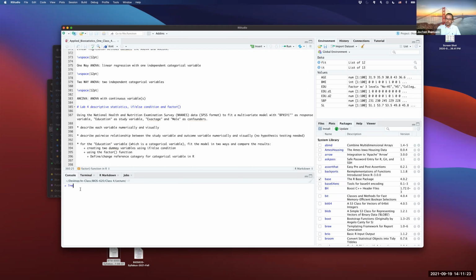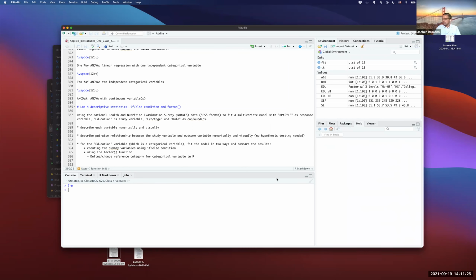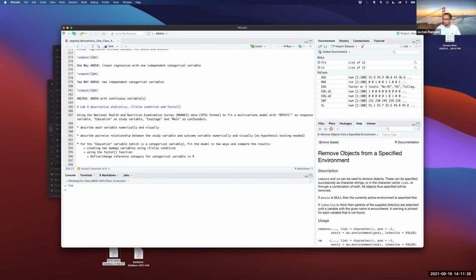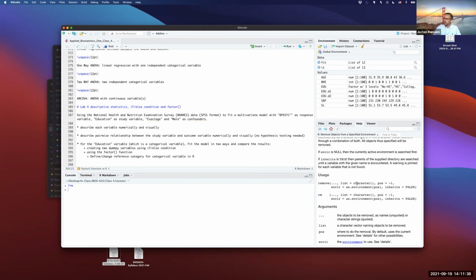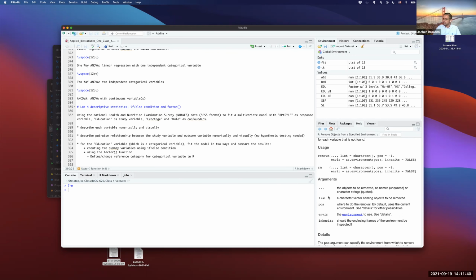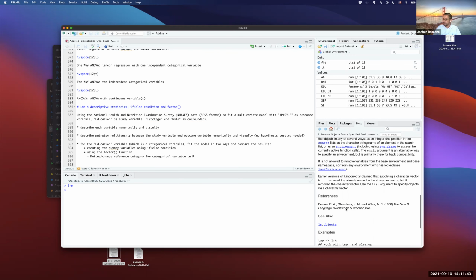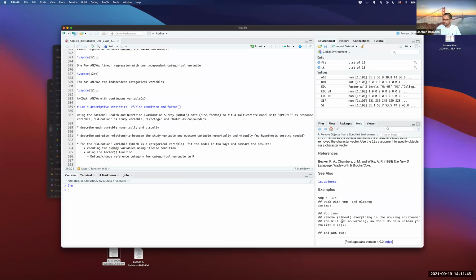So question mark rm, or question mark any other function, essentially allows you to look at this function. It's the remove function. And here's the package shown. It's from the base package, which is base R. And here you have all arguments and all details. You have examples at the end, so you can look up everything you want to have. And here's the function that I actually wanted to use. So rm and in brackets list will essentially give you the opportunity to list all the objects you want to have removed.